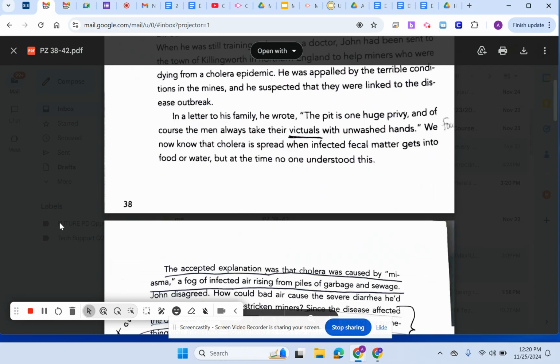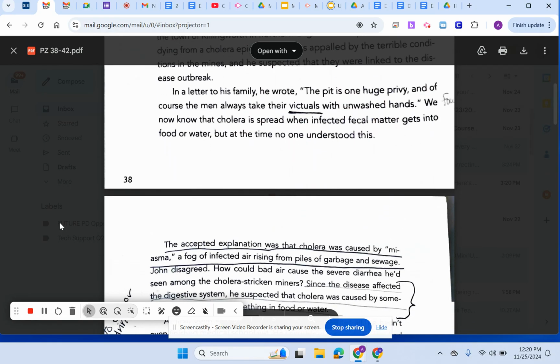no one understood this." So, in this section, he's talking about how they use one huge privy, which is like a toilet. So everybody's going to the bathroom in the same place, and they are eating without first washing their hands.